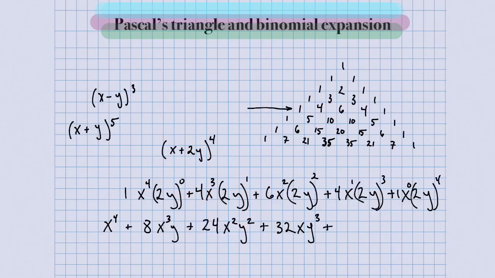Okay, the next term, x to the 0 is just 1. 2y to the fourth, that's going to be 2 times 2 times 2 times 2. It's 4 times 4, that's 16. So we're going to have 16y to the fourth power. And there you go, there's this one expanded. So once it's all said and done, once we expanded this is what we get as our answer.